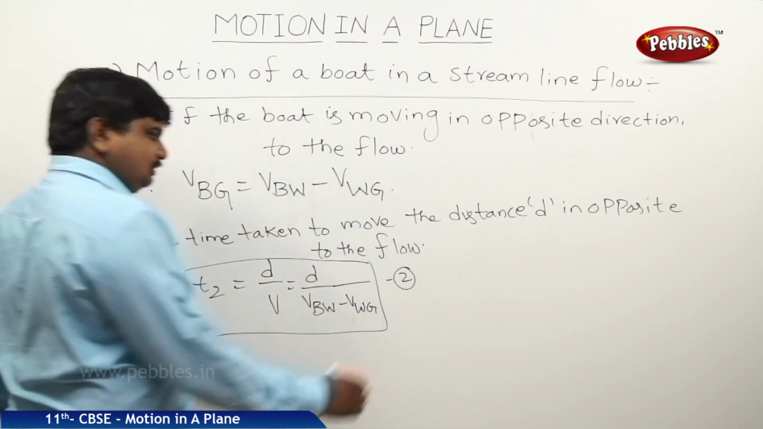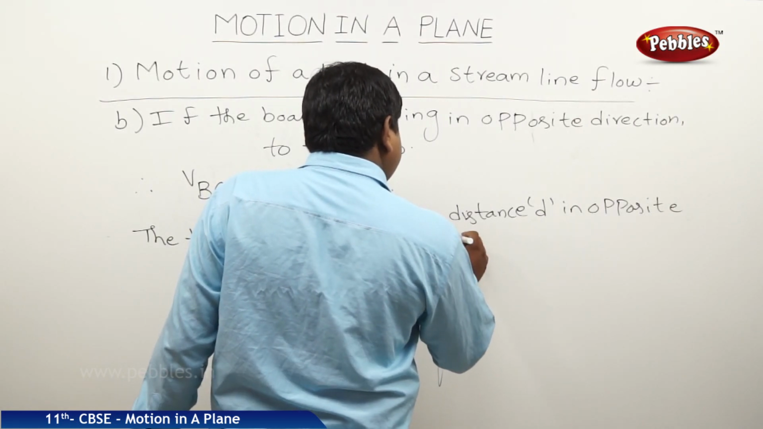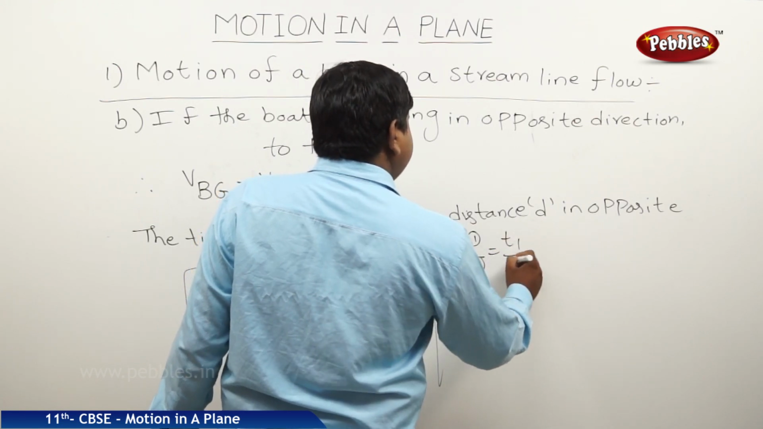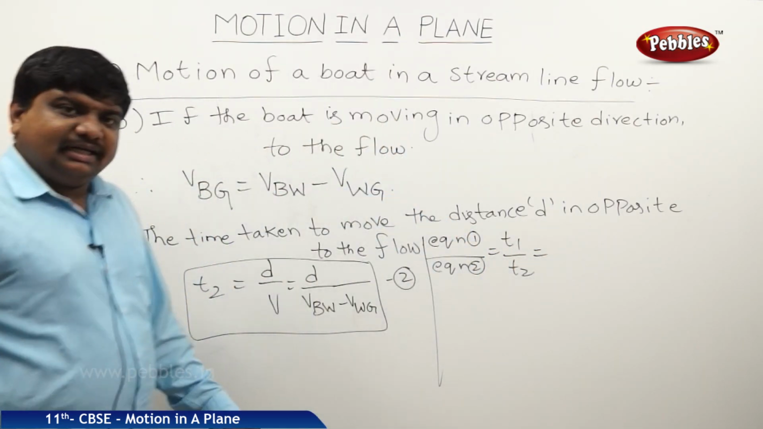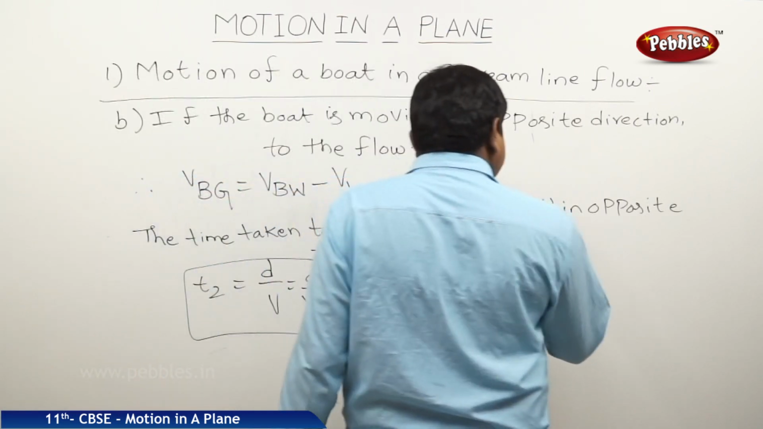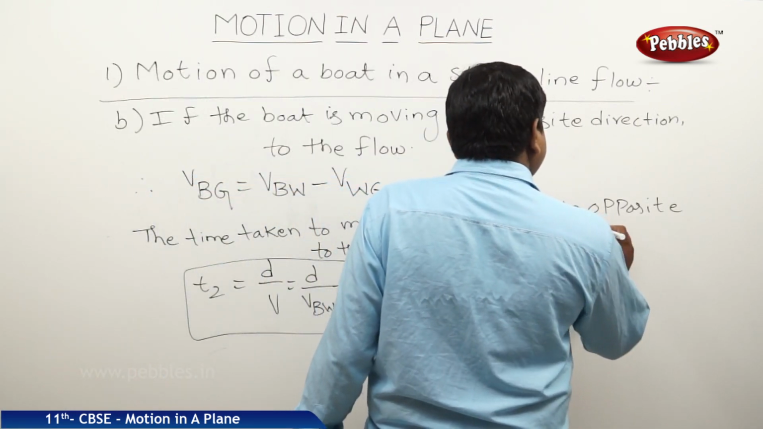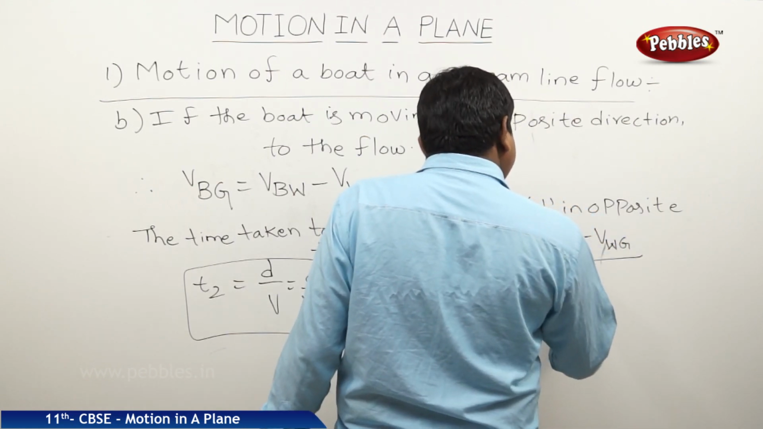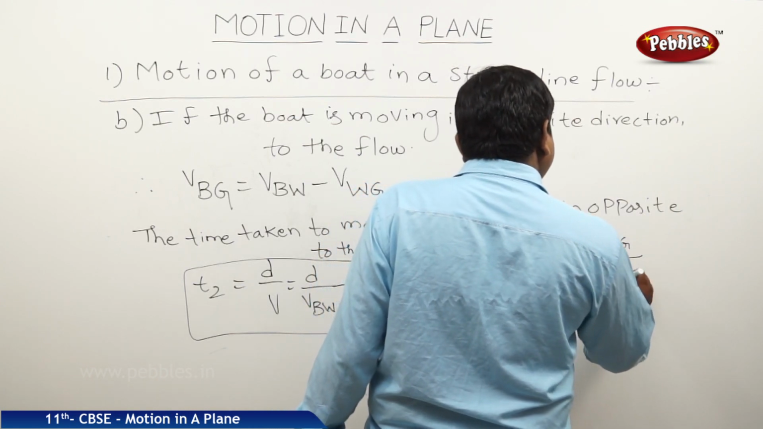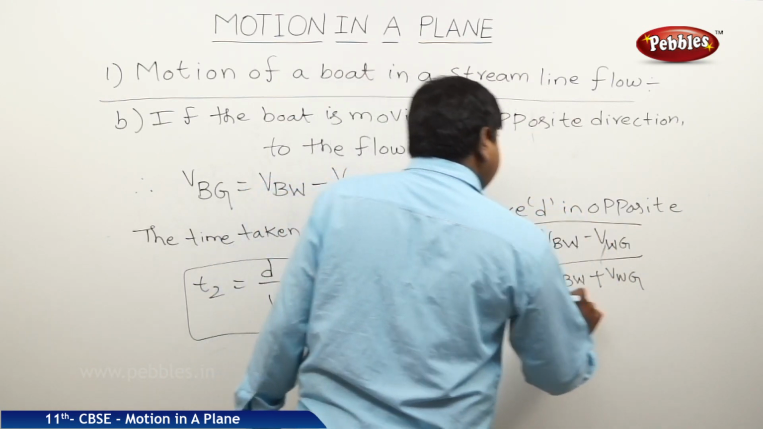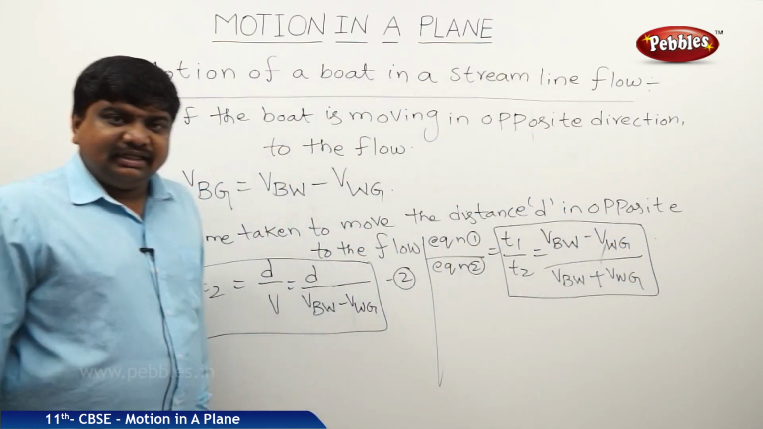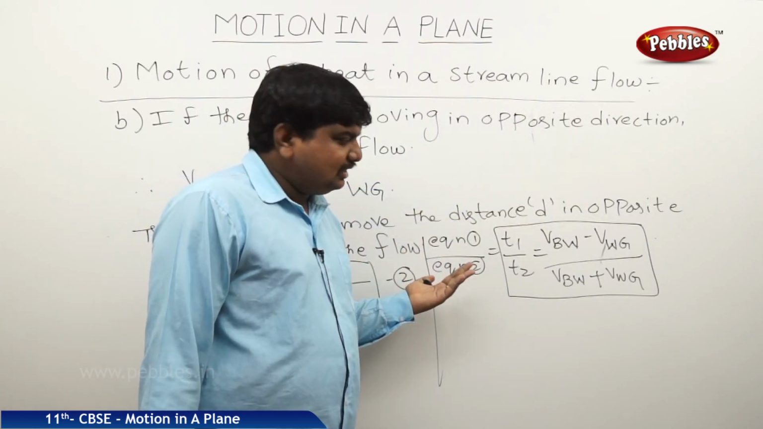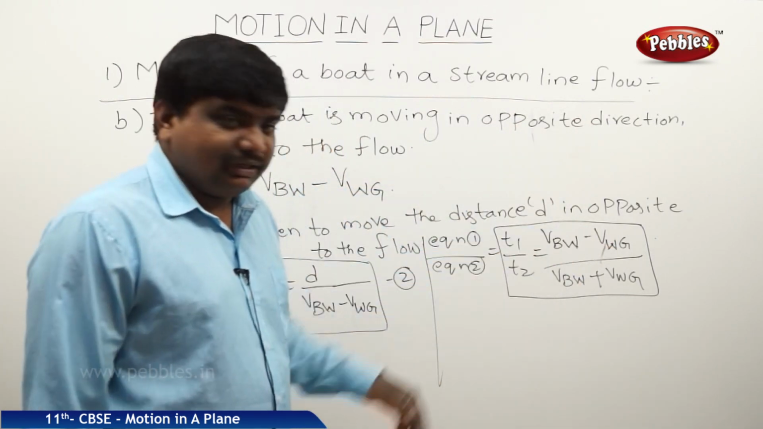Previously we have equation 1, therefore equation 1 by equation 2 is equal to t1 by t2, where d and d get cancelled, therefore we will get VBW minus VWG by VBW plus VWG. This equation is very, very important to find out the ratio between the times in the opposite flow or in the direction of the same flow.